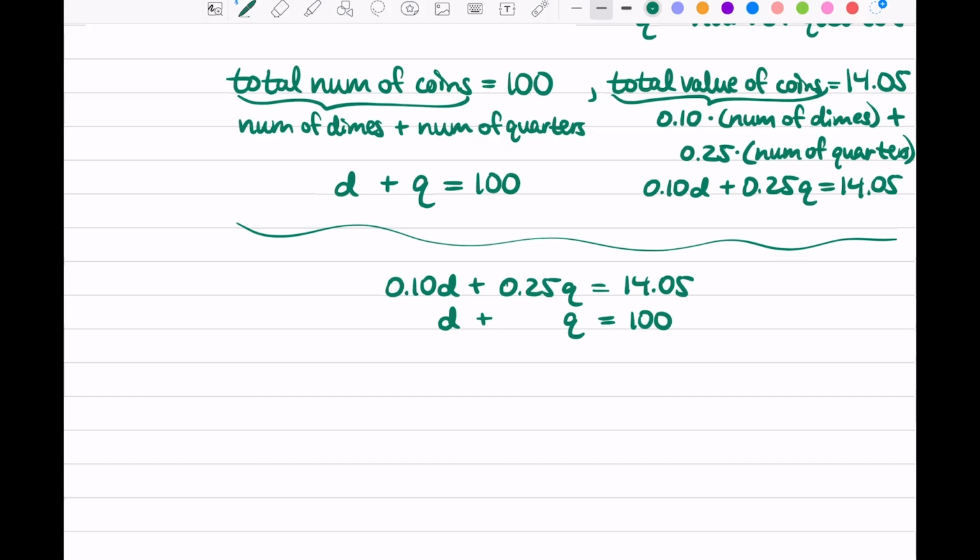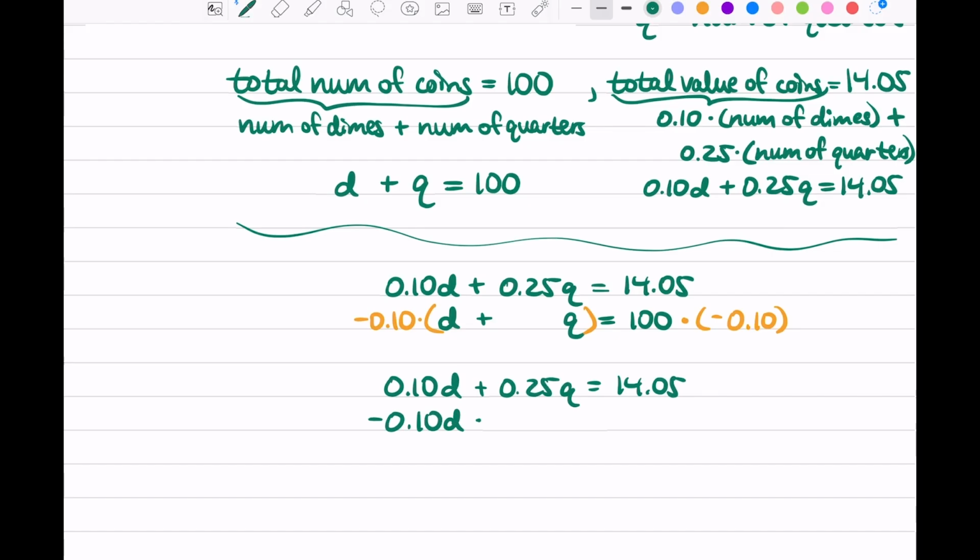If we want to solve this system of equations, we've learned substitution and combining, and since our variables are on the left side, we can combine them. We can get rid of either variable. Let's go ahead and get rid of the D. So we'll need to multiply our second equation by negative 0.10 on both sides. Rewriting our system, we'll keep the first equation the same, and our second equation is now negative 0.10D minus 0.10Q equals negative 10.